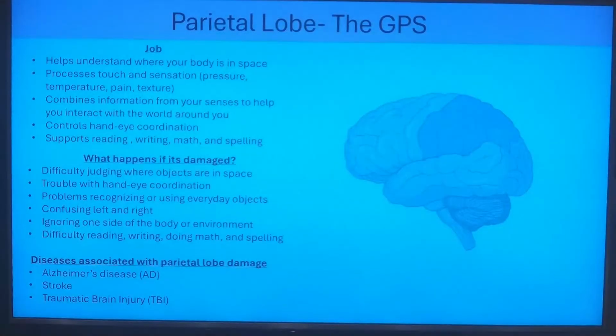Yeah, so diseases associated. Alzheimer's disease is pretty global, so you'll see that pop up pretty frequently. And then stroke and traumatic brain injury can also be there.